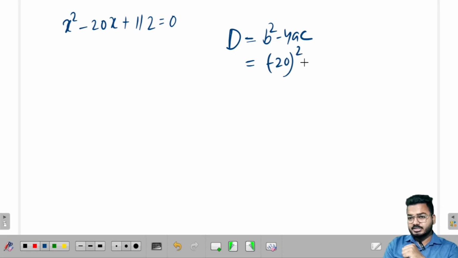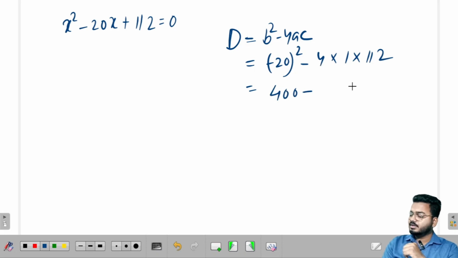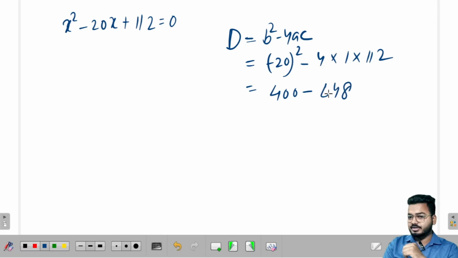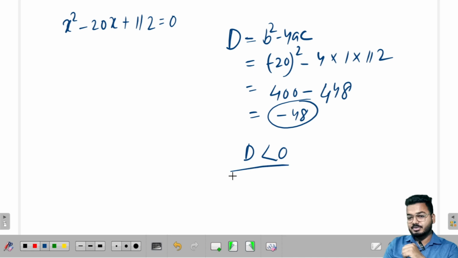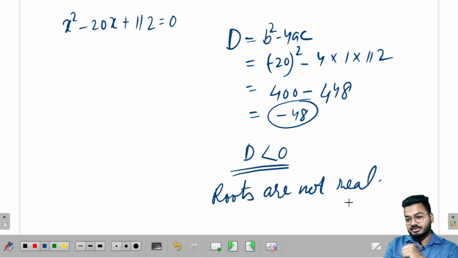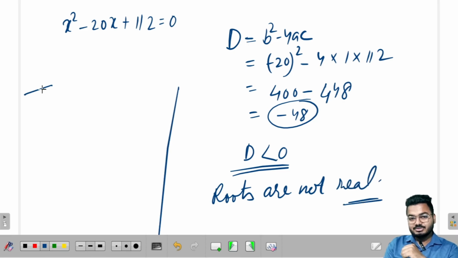b square, that is minus 20 square, minus 4 into a into 112. It will be 400 minus 4 into 1 into 112, that is 448. So if I subtract it, I'll get minus 48. So the value of D is negative, so roots are not real. So in this case, this situation is not possible.